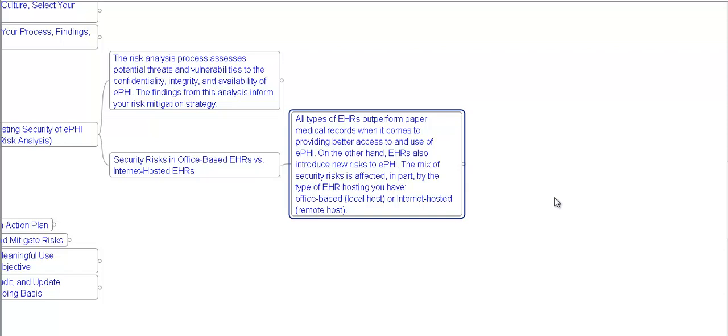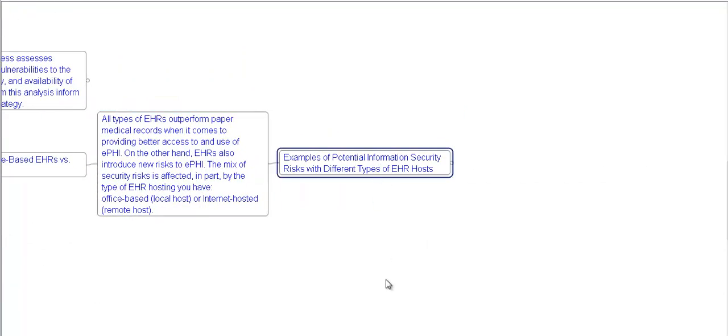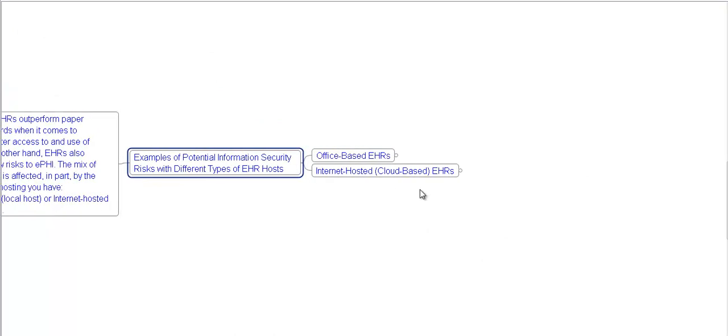ePHI stands for Electronic Protected Health Information. The mix of security risks is affected in part by the type of EHR hosting you have: office-based, local host, or internet-hosted, remote host. Examples of potential information security risks with different types of EHR. We'll see office-based EHR.